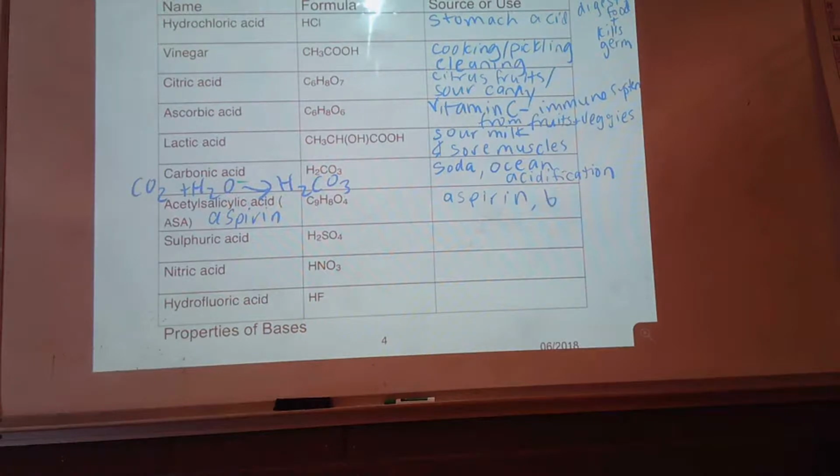Okay, and that's a blood thinner. So some people who have blood clotting conditions take ASA regularly because it keeps their blood from clotting as much. Okay, like we were saying, sulfuric acid again is used in batteries and fertilizers.